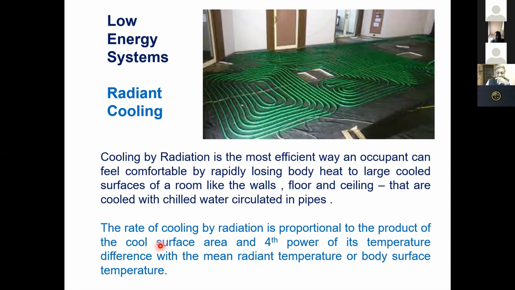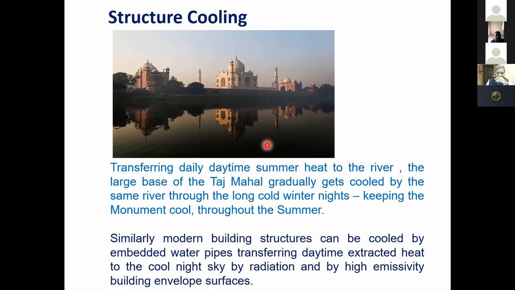The rate of cooling by radiation is proportional to the fourth power of the temperature difference. So let's see the wonderful equation which we have for radiant cooling. Therefore, cooling can be very fast if the temperature difference is high and if the surface area available is also high. This reduces cooling load to as low as 40%, and we have to encourage that.